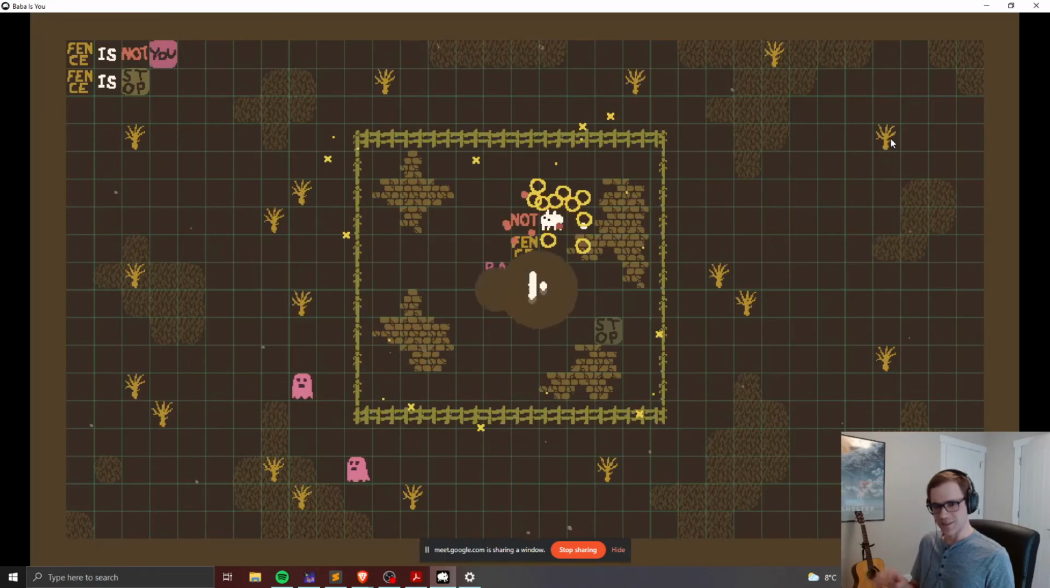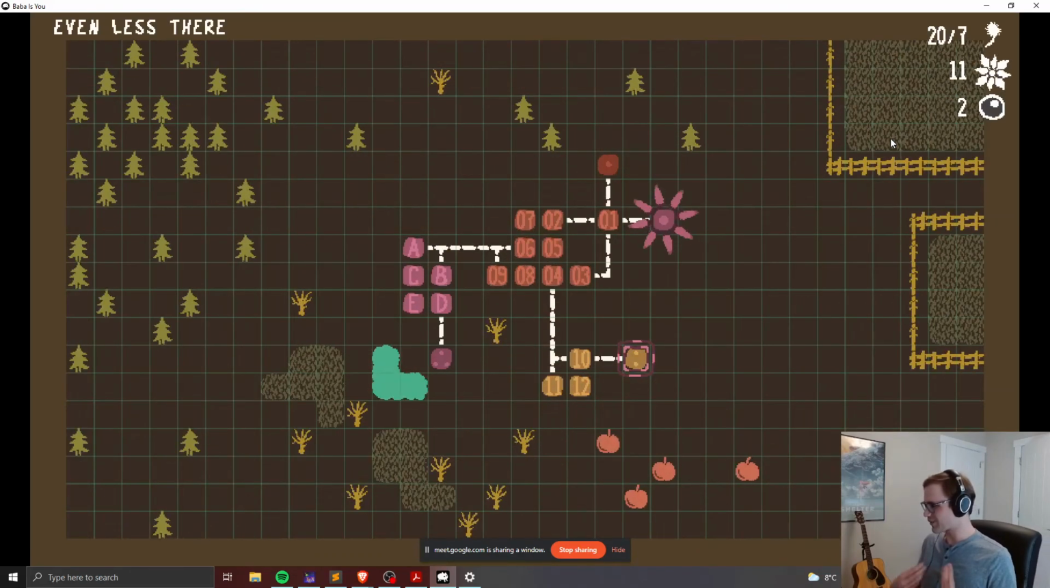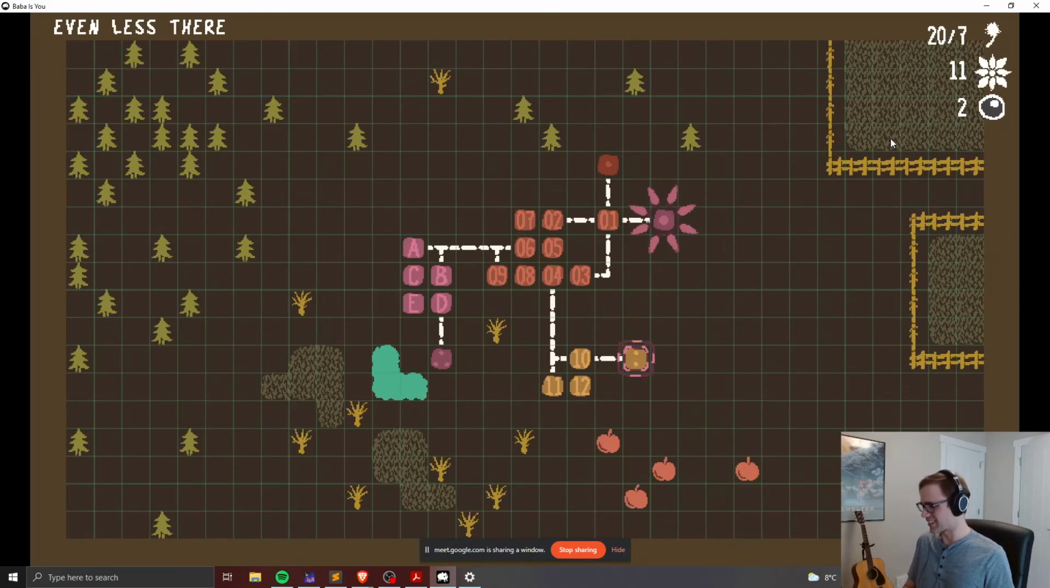Let's see. If I make the sentence not fence is win, then Baba would fall into the category of something that is not a fence, and then you would beat the puzzle basically. So it's a very simple trick. It almost seems like one of those word tricks where you kind of have to invert the logic on itself, but it just made a very small change to the puzzle, and then all of a sudden we got a drastically more interesting puzzle out of it.